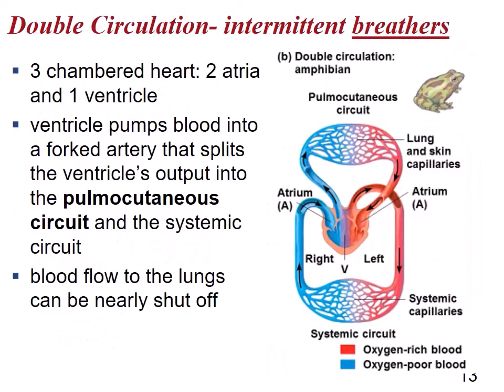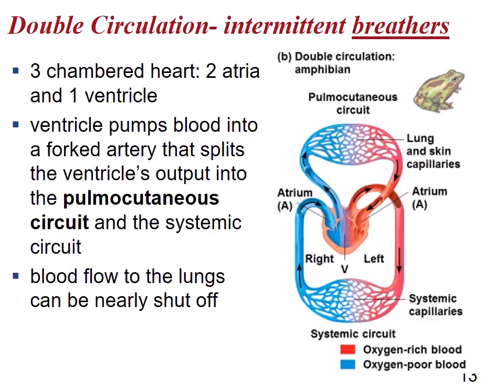I said before there were kind of 2 variations on double circulation. One of them is double circulation with intermittent breathers. So an intermittent breather is something like a frog that can do some gas exchange through its body surfaces rather than just its lungs. So these critters are going to have a 3-chambered heart with 2 atria and 1 ventricle. And the ventricle is going to pump blood into a forked artery that splits the ventricle's output into the pulmocutaneous circuit and the systemic circuit.